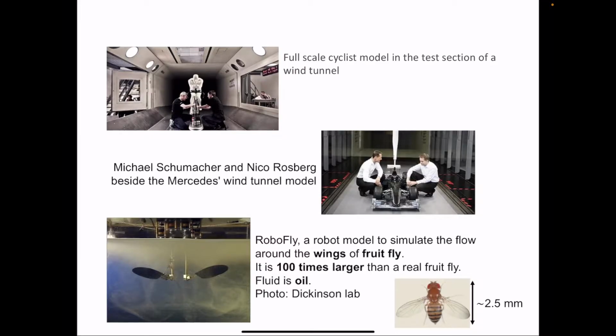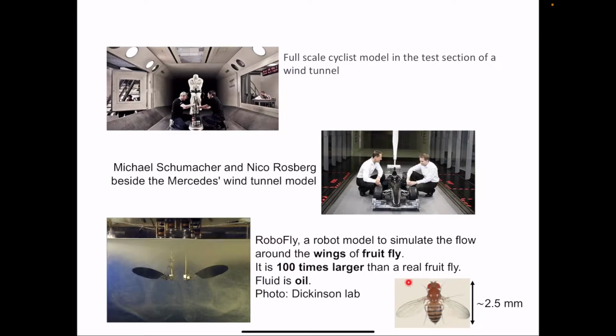The second example is the F1 vehicle model in a wind tunnel, and as you can see, these two are real drivers, so meaning that the F1 model is of smaller scale compared to the real F1 car. And the last one at the bottom is this RoboFly, which is a robot model to simulate the flow around the wings of a fruit fly.